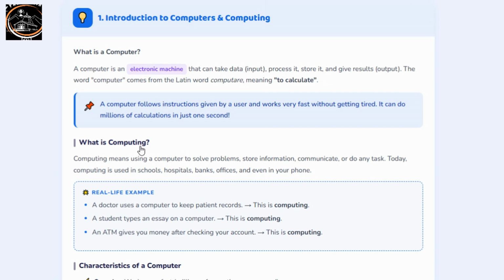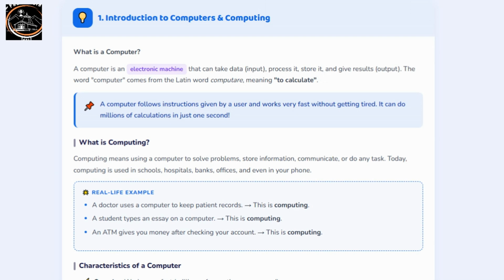Introduction to a Computer and Computing. As you know, what is a computer? A computer is an electronic machine that can take data, process it, store it, and give the result as output. So computer क्या है? Electronic machine है. It is not an electric machine.